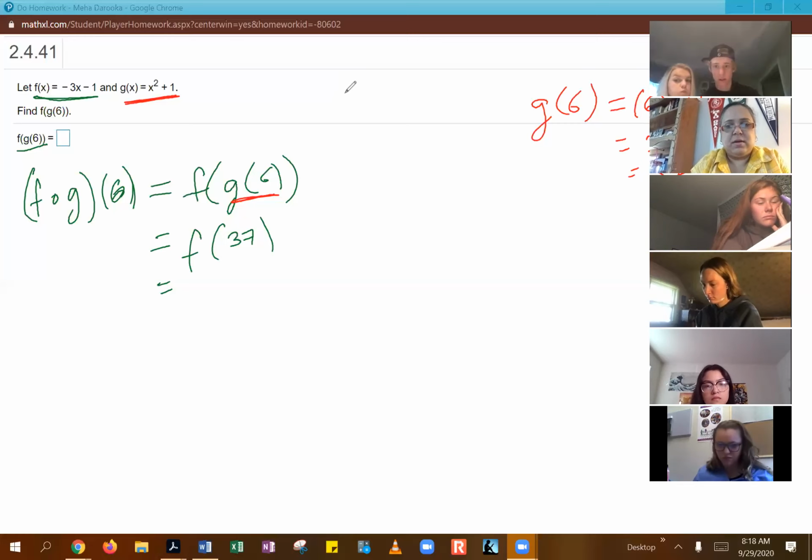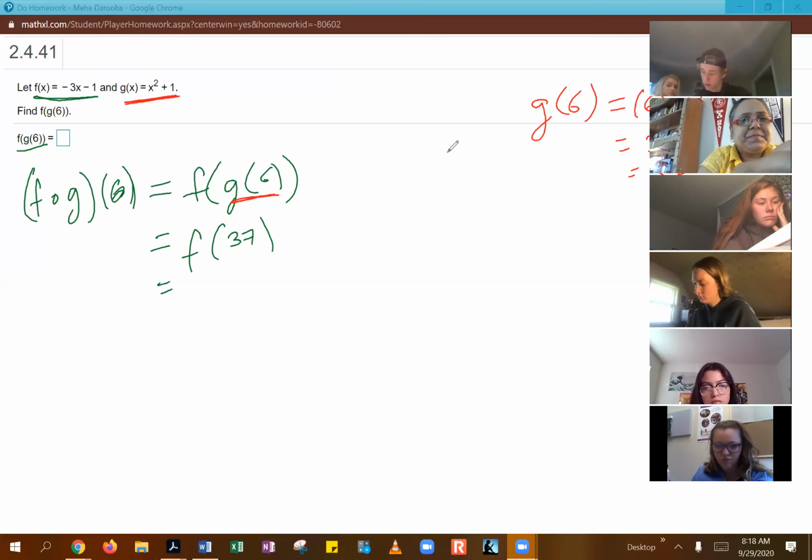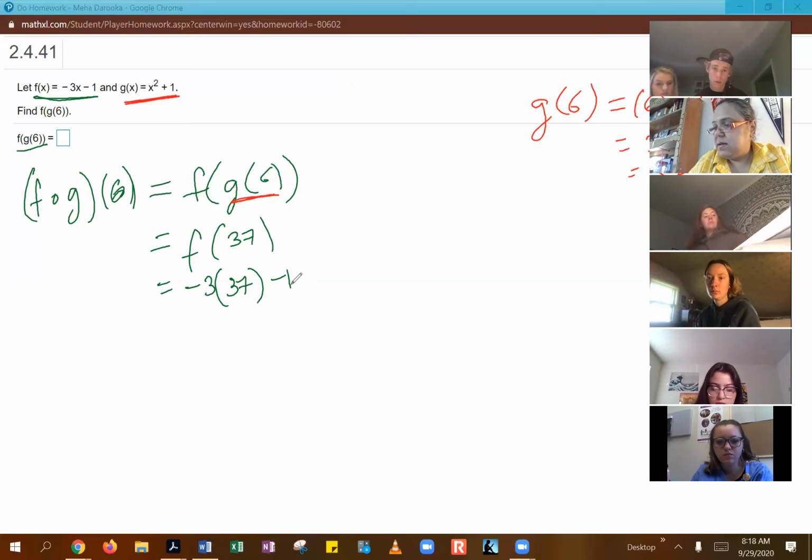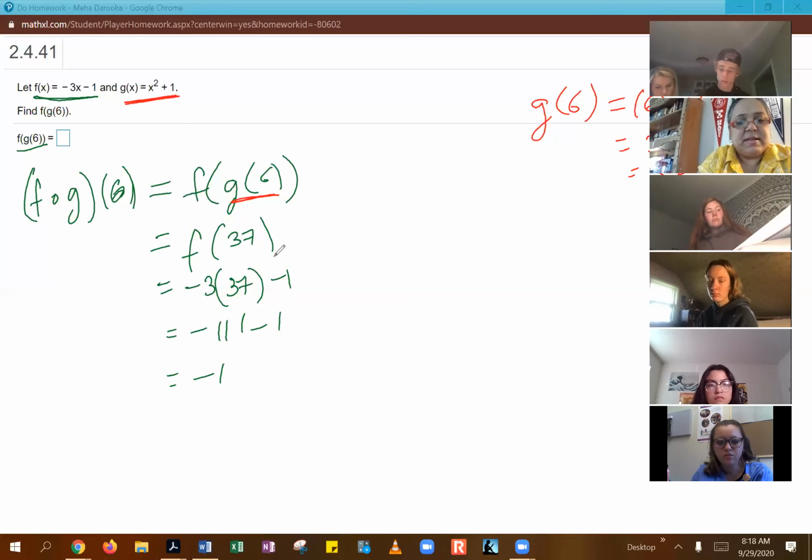Okay, Noah, Allison, you guys have negative 112. Alrighty, so you've got negative 3. X will, of course, become 37. And then you are doing minus 1. So let's see, this will end up giving us negative 111 minus 1. So yeah, very nice. That is where we are getting our negative 112 from.